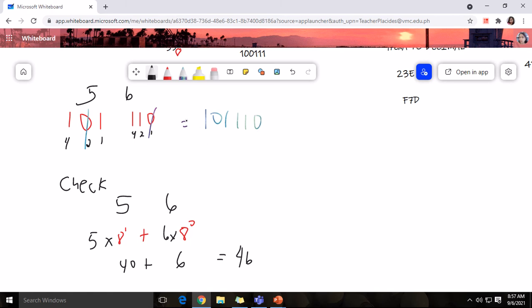So let's try this one, 101 and then 110, to see if they give the same number. Let's try 1, 2, 4, 8, 16, and 32. Since there is no value, no value. So 32 plus 8 equals 40, plus 4 is 44, plus 2 is 46. Meaning to say, they are correct because they are the same. Okay? So this one is the checking solution.